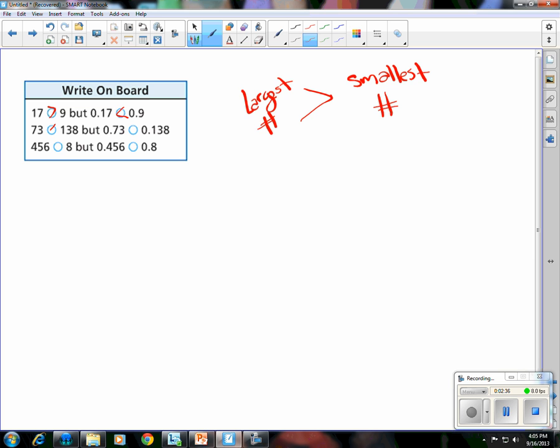So 73 is less than 138, right? 138 is greater. But 73 hundredths is greater than 113 thousandths because the 7 in the tenths place value is greater than the 1 in the tenths place value. So we look at that tenths place value. It's just like comparing whole numbers. You look at each individual place value. So 456 is greater than 8, but 8/10ths is greater than 456 thousandths because when I look in that tenths place value, right, an 8 is more than a 4. So I look to that place value.